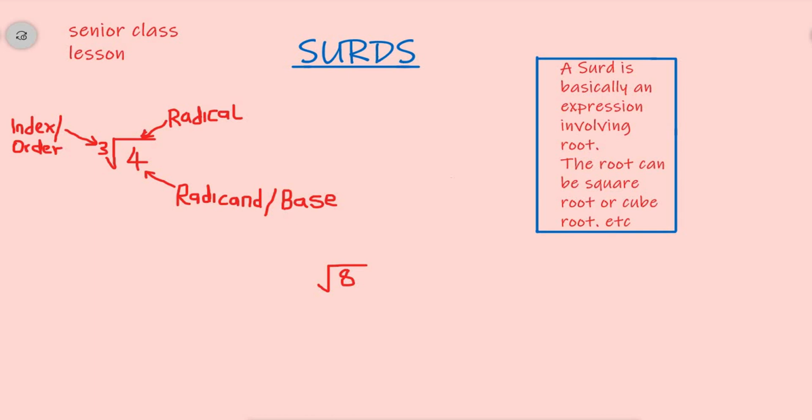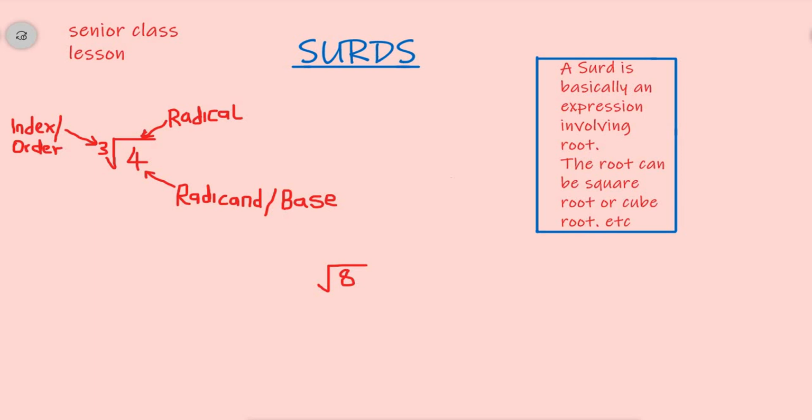So let's go into what we have today. Today we are going to consider a topic in mathematics called surd. So I'm going to teach you all that you need to know in surd. Let's go.